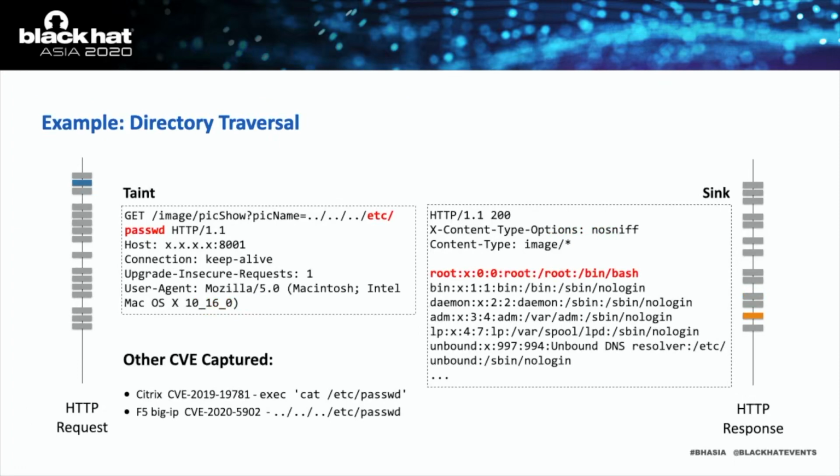Here is another example about directory traversal vulnerability. In this case, we gathered both HTTP request and response. Then we matched file path in request and the file body in response. We combine both signatures in data model and filter out the malicious HTTP request. With this method, we capture several zero-day exploits of Citrix and F5.